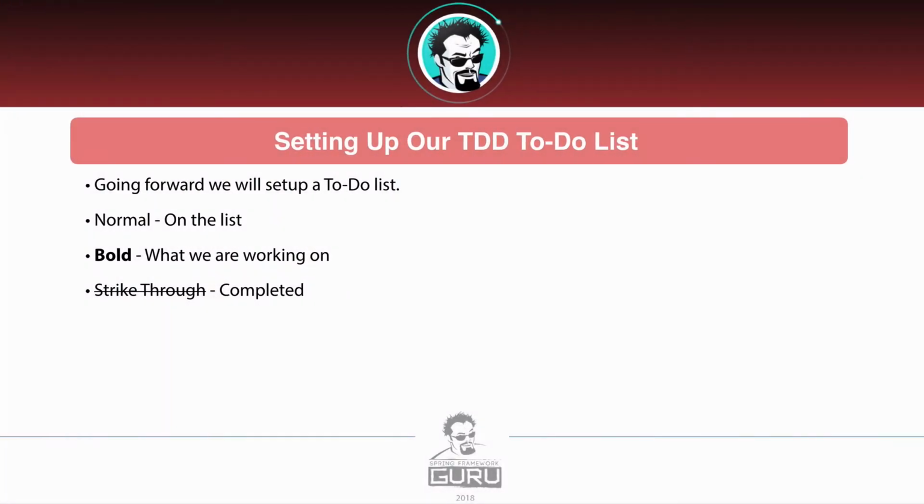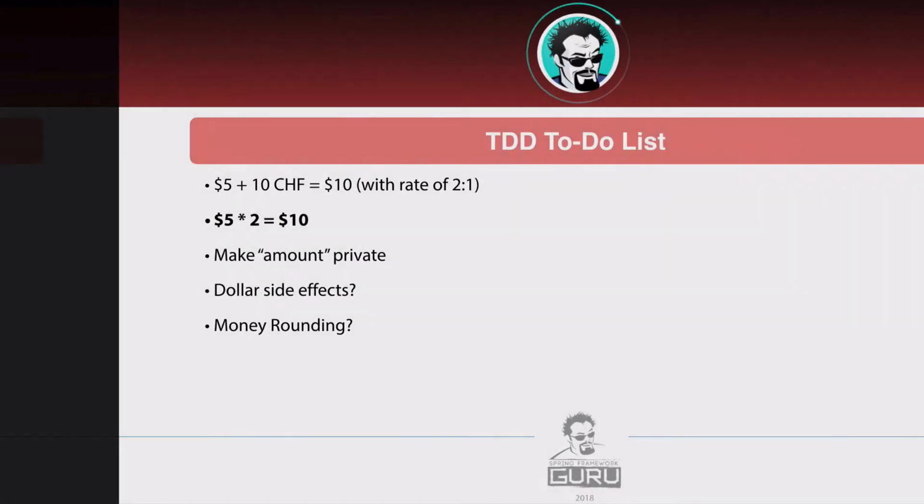Now what we're going to do is set up a to-do list, and I'm going to call this our test-driven development to-do list. And we will keep a running list. I'll keep it on the slides here as we go through each lesson. And I want to point out normal text is saying that's on the list. We've identified it, but it has not been worked on. Bold is what we are going to be working on. And then strike through is stuff that we've completed. Now let's take a look at our list for right now.